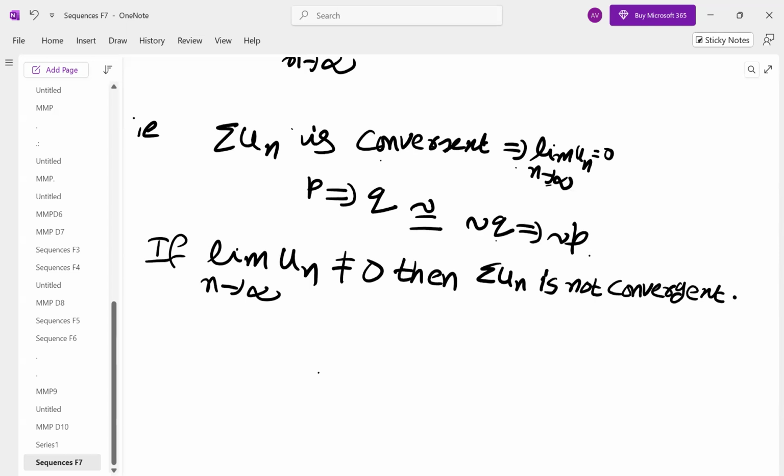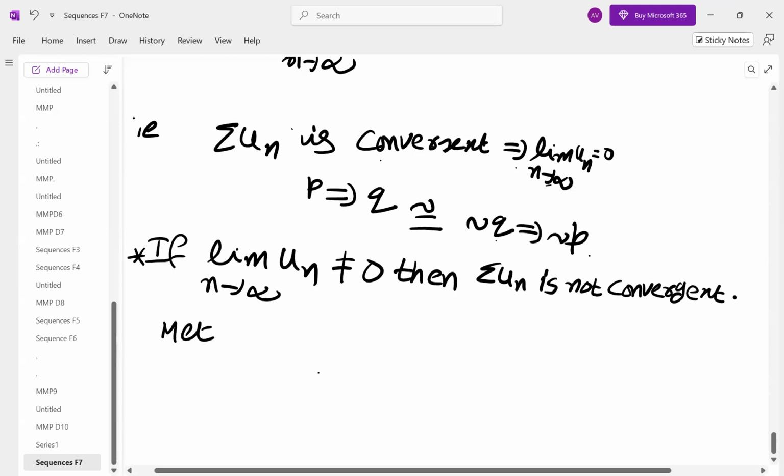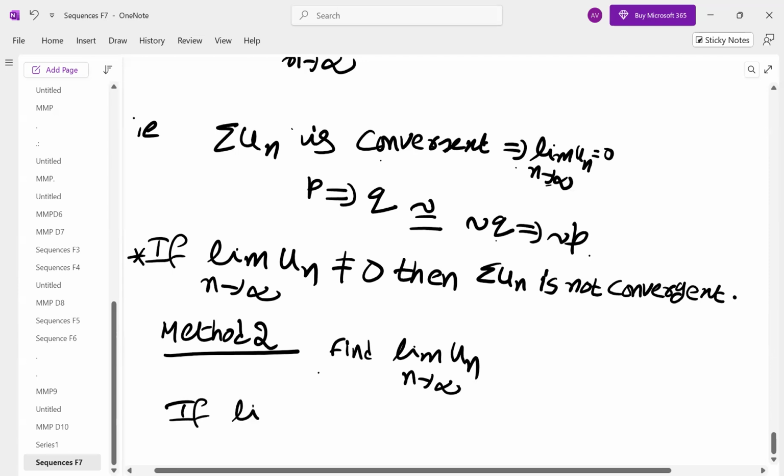Next step means some test. So using this, we cannot conclude. So what is the methodology? Very interesting point. Method 1 we have already seen, using the original method. Method 2 is find limit un. If it is not equal to 0, then conclusion: not convergent.